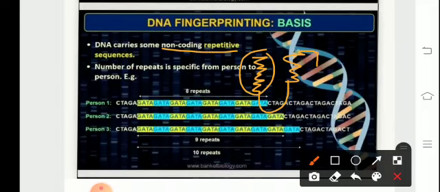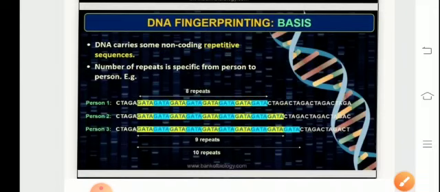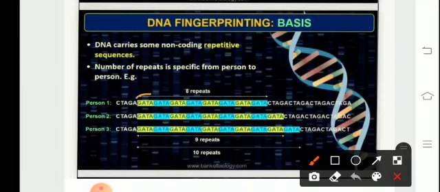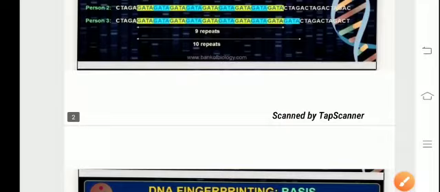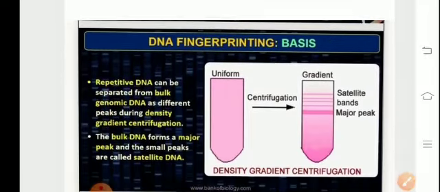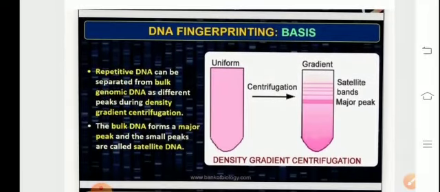Now, the number of repeats is specific from person to person. For example, if we talk about the repetitive sequence GATA, it gets repeated 8 times in person 1. In person 2, it has 9 repeats. In person 3, it has 10 repeats. So, the number of times the nucleotide or base pair sequence gets repeated varies from person to person. And these repeats are referred to as tandem repeats.